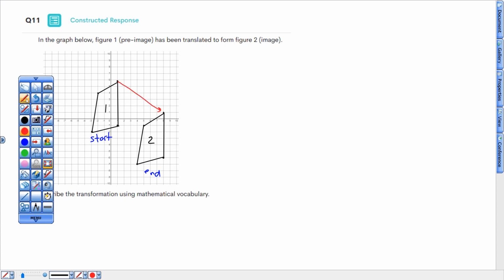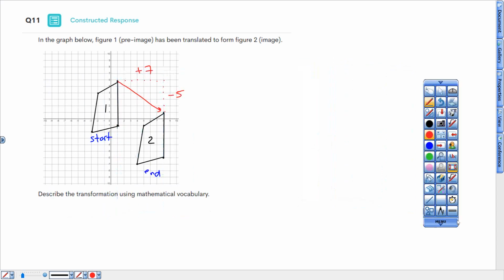negative, so be careful. It looks like I'm going over 1, 2, 3, 4, 5, 6, 7, going plus 7, but then 1, 2, 3, 4, 5, going down 5. So that would be another translate. Going right 7, down 5. And again, remember the fancy way we're going to show this.